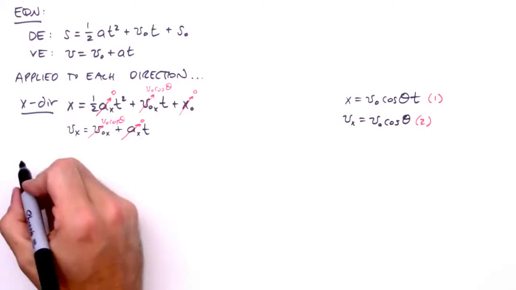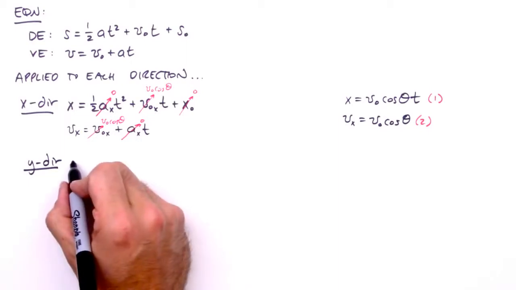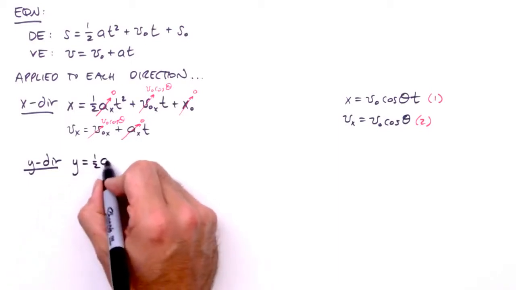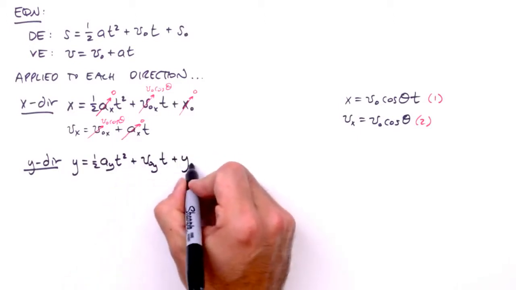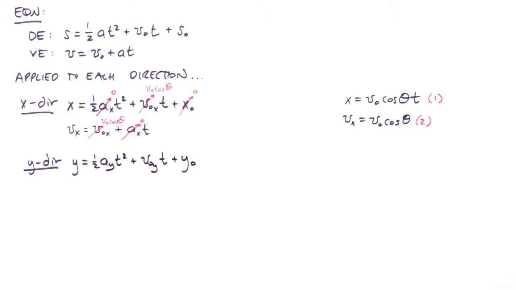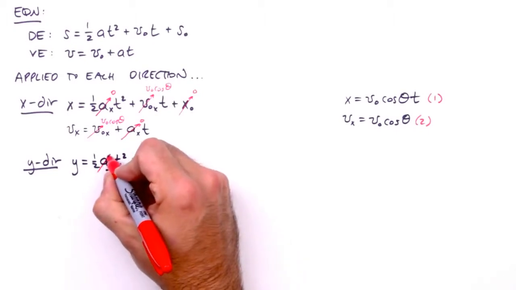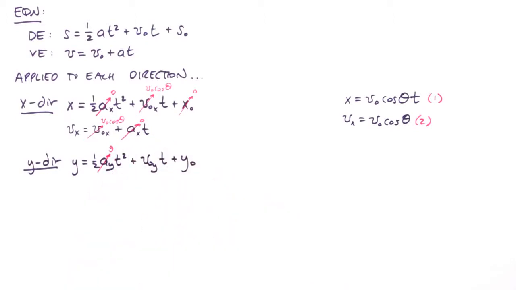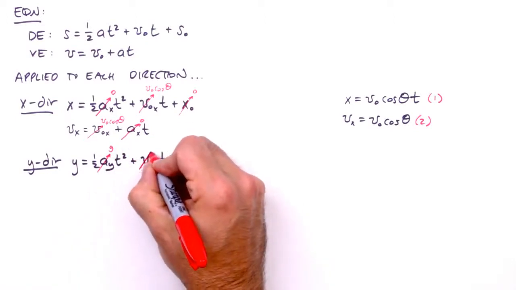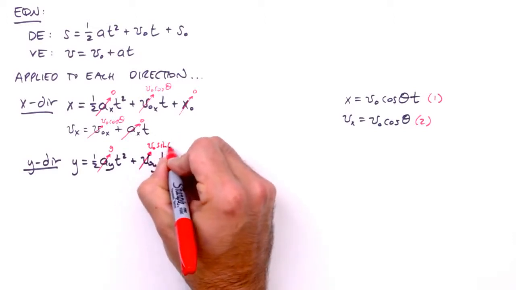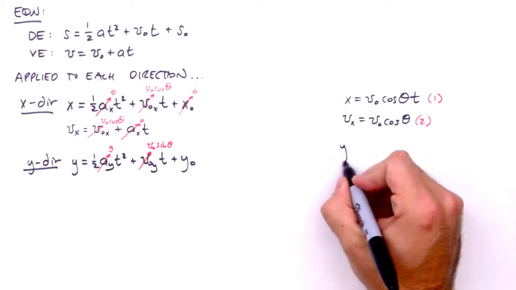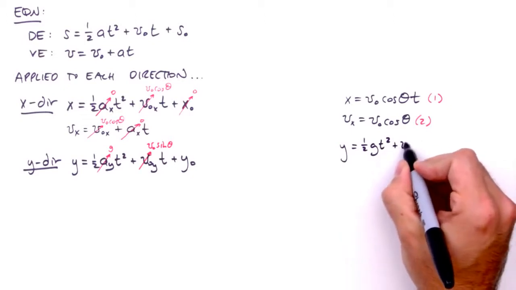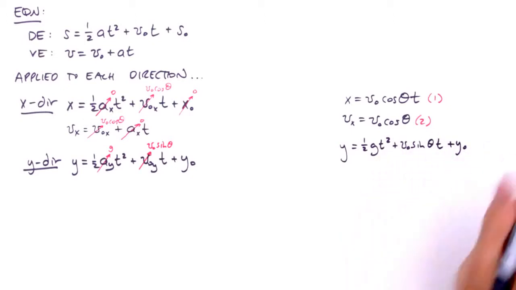Okay, so now we'll apply the kinematic equations to the y direction. The displacement equation becomes y equals 1/2 a sub y t squared plus v sub o sub y t plus y sub o. First, a sub y, the acceleration in the y direction, is the gravitational acceleration of a projectile, so we can set that to g. And we've defined v sub o sub y, the y component of our projectile's initial velocity, as v sub o sine theta. So the displacement equation in the y direction simplifies to become y equals 1/2 gt squared plus v sub o sine theta t plus y sub o. Label that equation 3, and we're almost done.